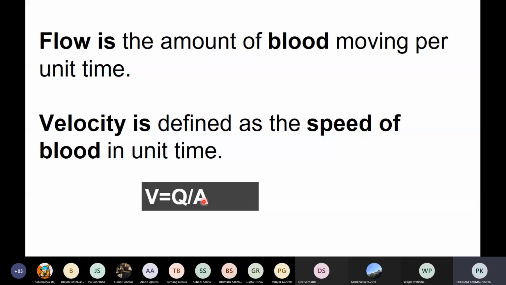Now let us see how the change in the cross-sectional area is going to change our velocity. Now let us see the cross-sectional area in each of our vessels.